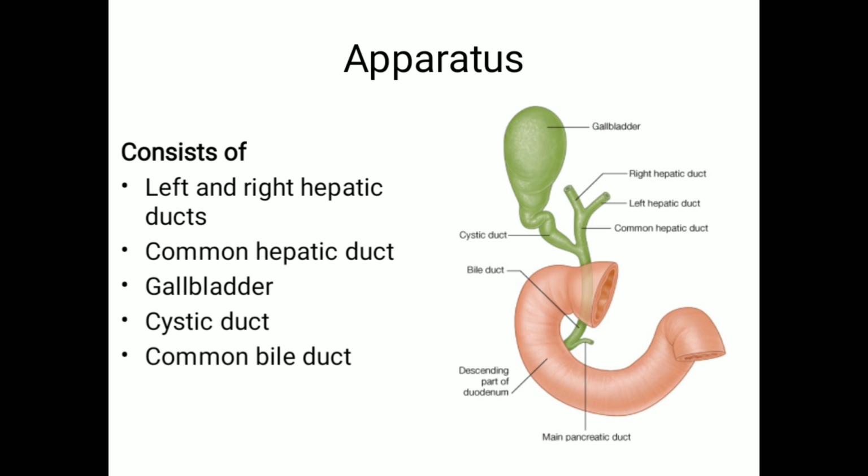So you should know that the extrahepatic biliary apparatus consists of structures which store and transmit bile into the duodenum. What are the parts? Right and left hepatic duct, common hepatic duct, gallbladder, cystic duct and the common bile duct. These are the parts of the extrahepatic biliary apparatus. First we look into detail about the gallbladder.